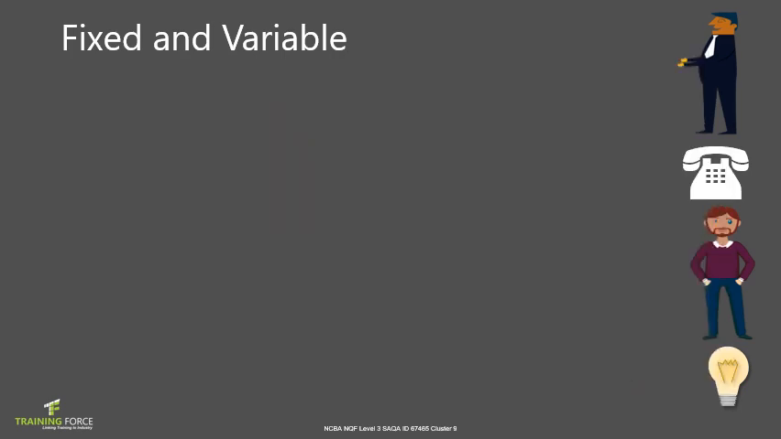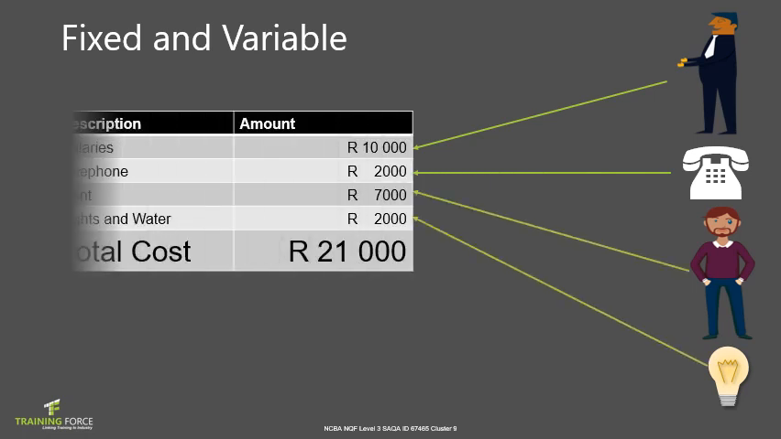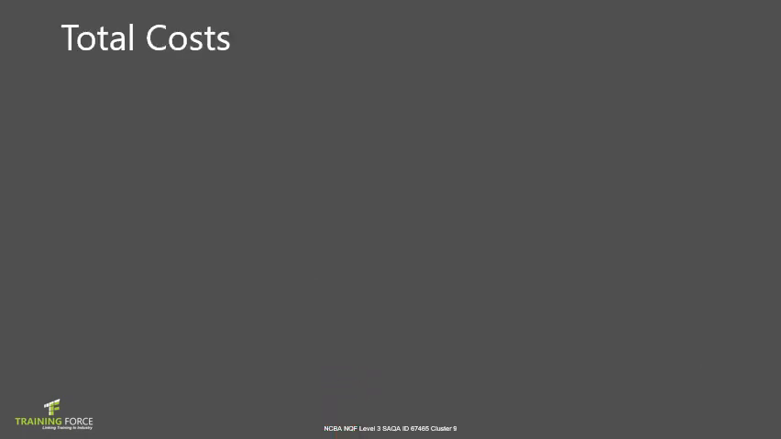Both fixed and variable costs are different for different organizations and are dependent on the types of products and or services that are offered. The sum of fixed and variable costs makes up the total costs. For a training organization, maybe if you can use Trainingforce as an example, which is a service type organization, the total costs may be categorized as follows.